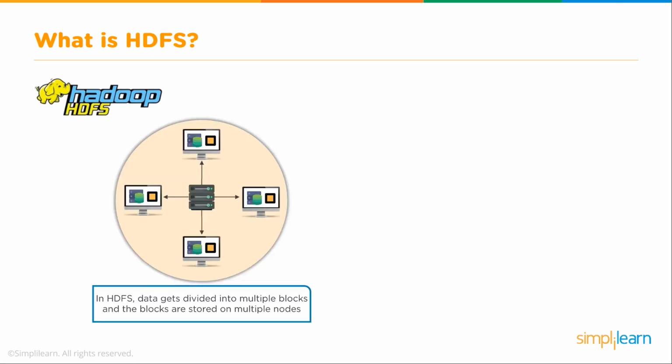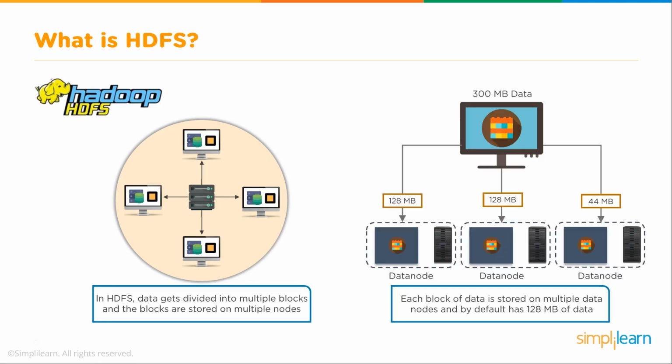In HDFS, data gets divided into multiple blocks, and the blocks are stored on multiple nodes. So what this looks like is if you have 300 megabytes of data, we're going to split it into blocks, and the default is 128 megabytes. You can make that smaller or bigger depending on what the need is and how the data is coming in. So if 300 megabytes of data came in, we would store 128 megabytes on one node, 128 megabytes on another, and 44 megabytes on a third node. So each block of data is stored on data nodes and by default holds 128 megabytes of data.